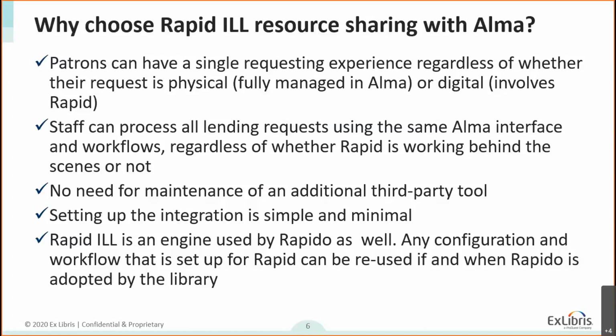Likewise, the staff experience is also consolidated. So staff work only using the Alma task list on both the borrower and the lender side. So they have on the same Alma task list those requests that they process, for example, physically with other network members, but also those requests that they are managing through Rapid, either as borrower or as lender, all go through the same Alma task list, the same conventions that Alma uses, the facets, the row actions, the interface, absolutely the same, one place that does it all.